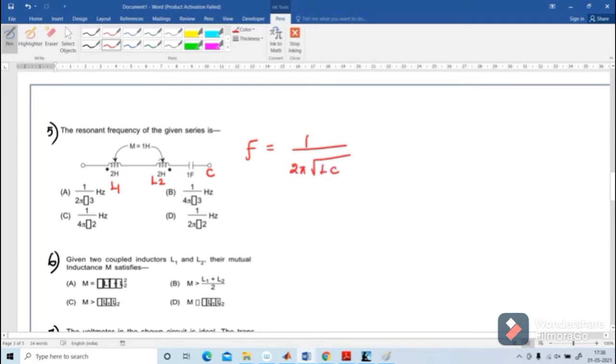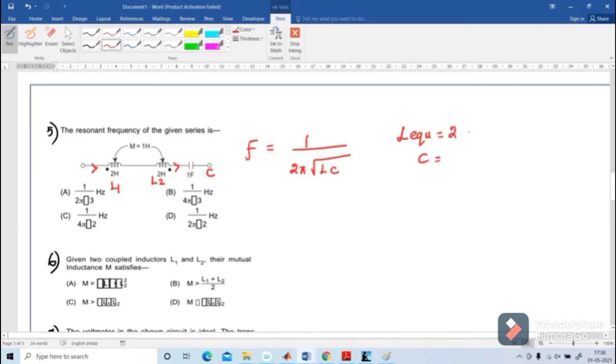Here there is no single L. Two inductances are there. So I am going to find out the effective inductance, L equivalent, and then put in the value of C. Then we get the frequency. What is L equivalent? The first coil current is entering the dot and the second coil current is leaving the dot.